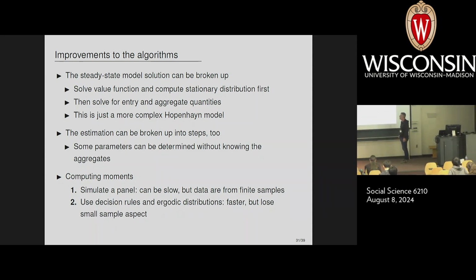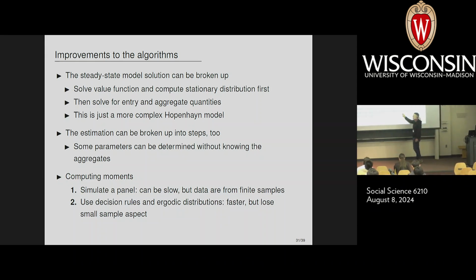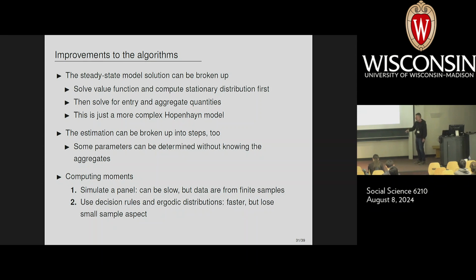You can literally just reuse your code, and that's nice. But it can be slow, right? Simulating stuff is slow. You throw away a lot of the stuff you simulated. The second version is to work out, using the decision rules and the ergodic distributions, all the moments literally from the model itself, right? This tends to be very fast once you've written it down the right way, but you don't have this small sample size. Now you're getting exactly what the model moments are. I don't know, there are different ways to do it. I tend to do this.